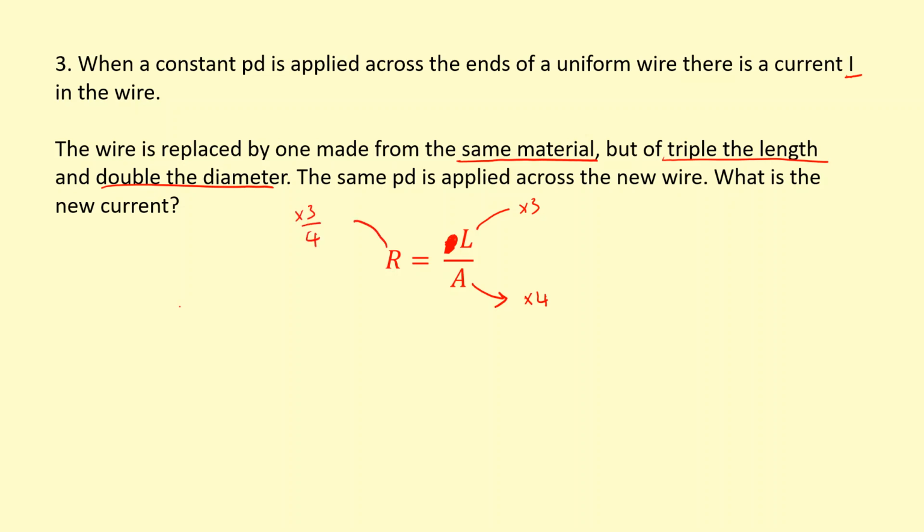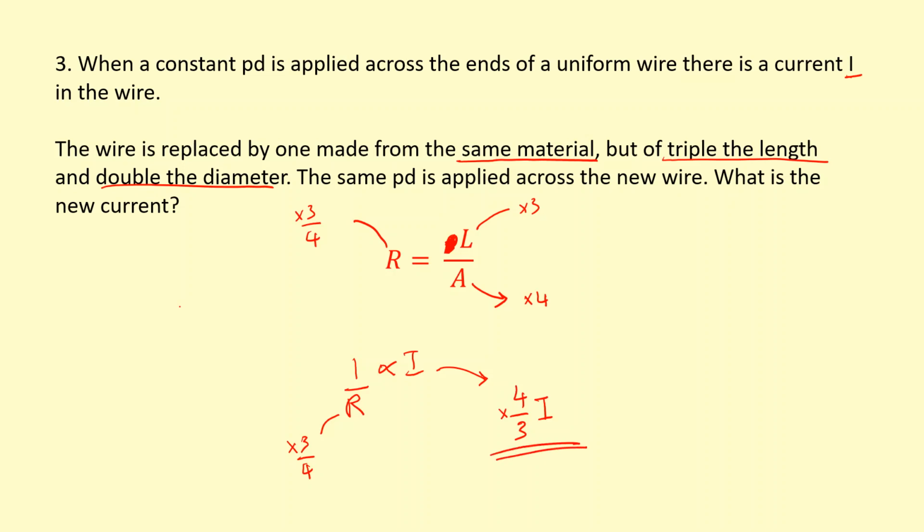Okay, what effect is it going to have on the current? So we can use Ohm's law. V equals IR, and I'm going to rearrange this to get I as the subject, so I equals V over R. V is constant, it tells us the same potential difference, so I can ignore this. Current is inversely proportional to resistance. So if this is times 3 over 4, because the bottom is going to get flipped over, the current is going to be 4 over 3 of the initial amount. Okay, it's 4 over 3 I. So that's the final answer there.